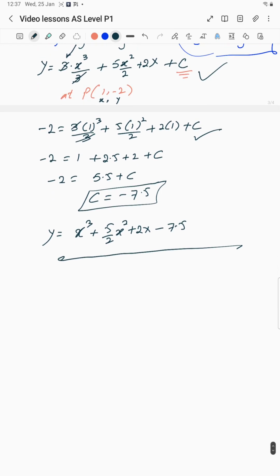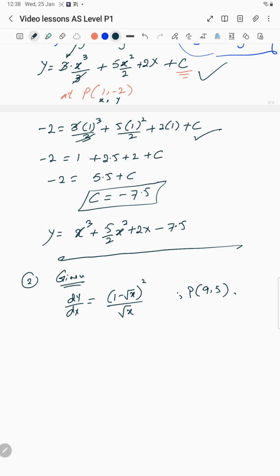Take another example of the same, to find the equation of the curve with a given gradient and a point. Say we have another example. You are given the gradient of the curve, that's dy by dx, equal to (1 minus root x) whole square over root x, at the point P which is (9, 5).